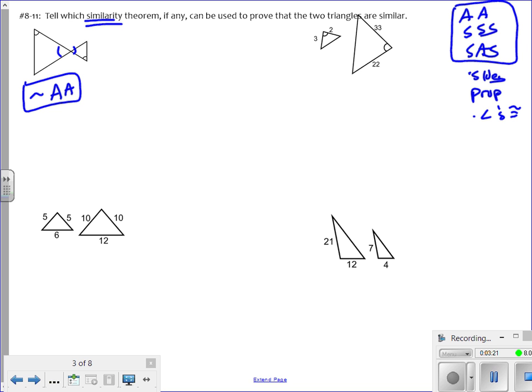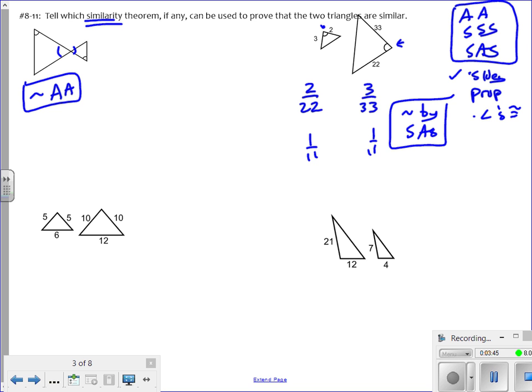The next one, it looks like we have an S, an A, and S. Just go ahead and check really quickly. So 2 over 22 and 3 over 33. And sure enough, those are both 1 out of 11. So the sides are proportional, just like we mentioned right here. So the sides are proportional. And then are the angles equal? Well, yep, they got it marked right there. So these are similar by SAS.